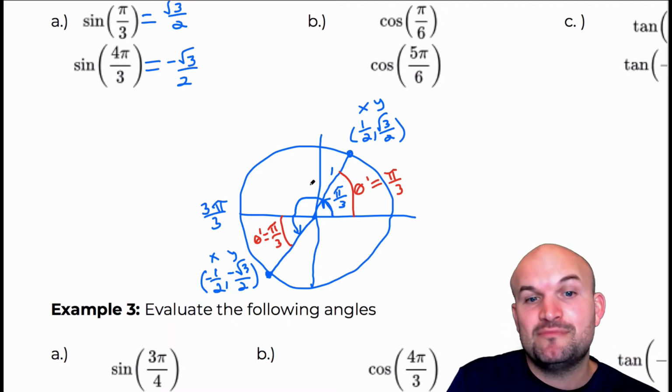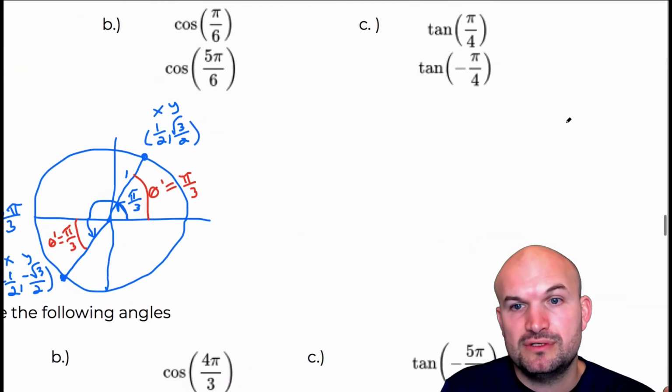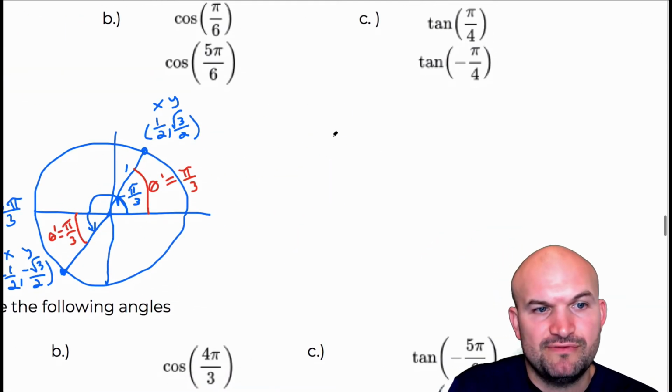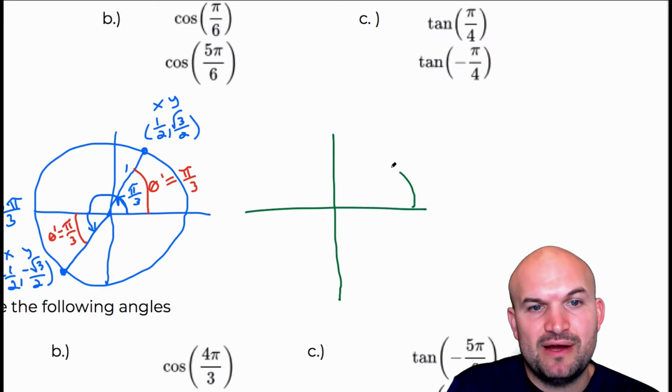Let's look at 5 pi over 6. So I'll use, let's do it again. Let's just do a different triangle. I think I have room. So let's do 5 pi over 6.